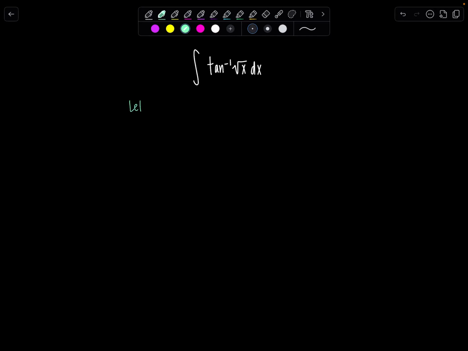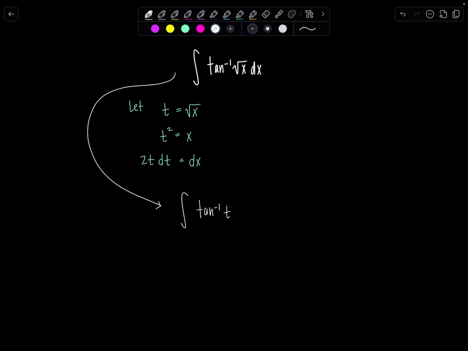I'm going to go ahead and let t be the square root of x, and then don't differentiate to find dt yet. The cleanest way to do it is to square both sides first. It'll make your life so much better. So t squared is equal to x. Now let's differentiate. 2t dt equals dx. Boom. So now let's rewrite our integral. We have tan inverse, not of rad x, but of t. And then dx is just all of this, 2t dt. Nice, right? Nice and relaxing.